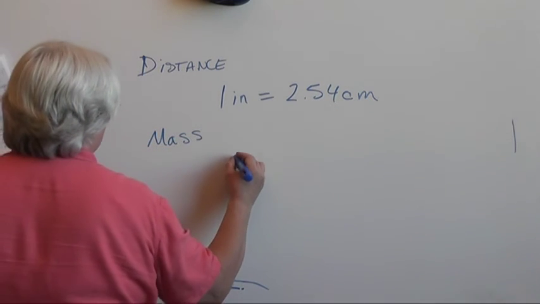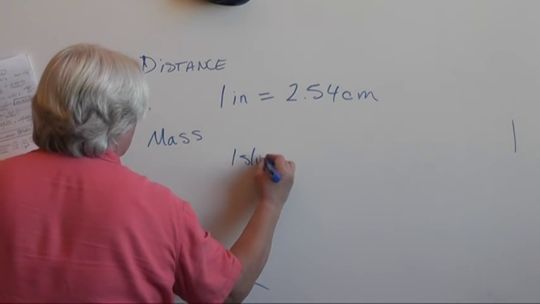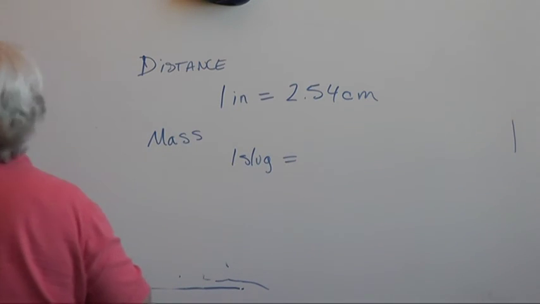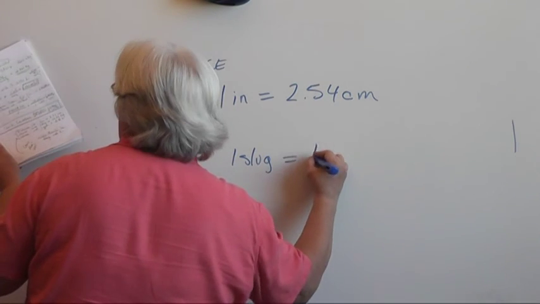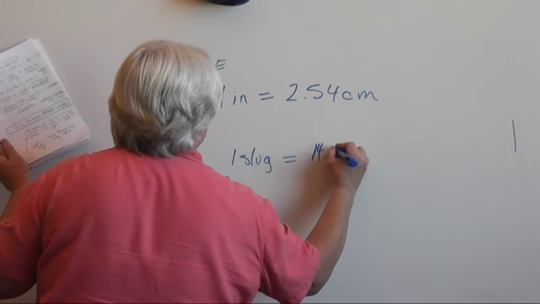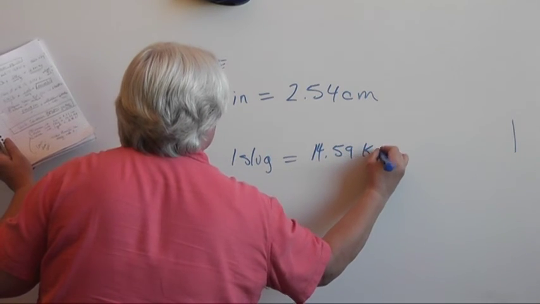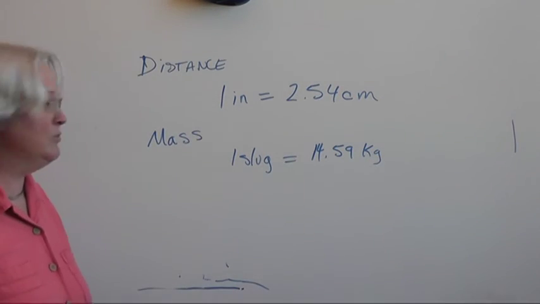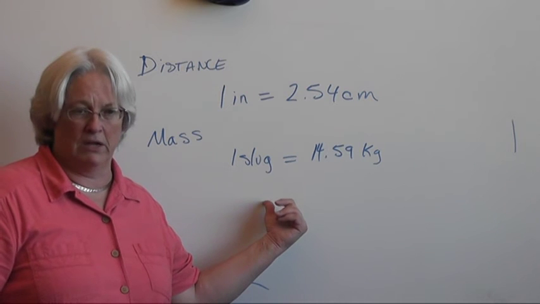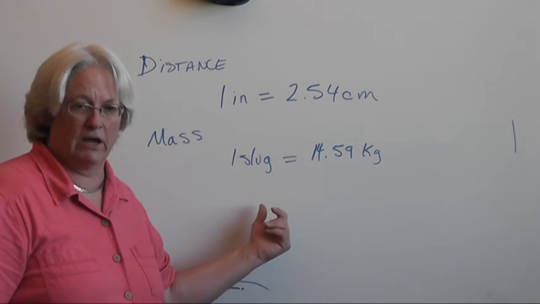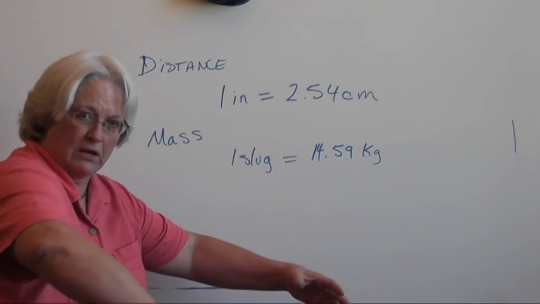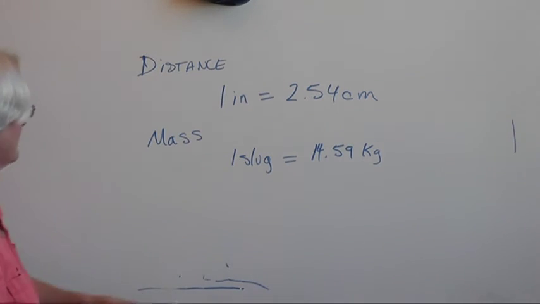For mass, here's that really strange thing. 1 slug is 14.59 kilograms. Now a kilogram is over 2 pounds. So this is one honking big slug. That would be like the monster slug that crawled out of the Black Lagoon. It's a 30-pound slug. Cool.